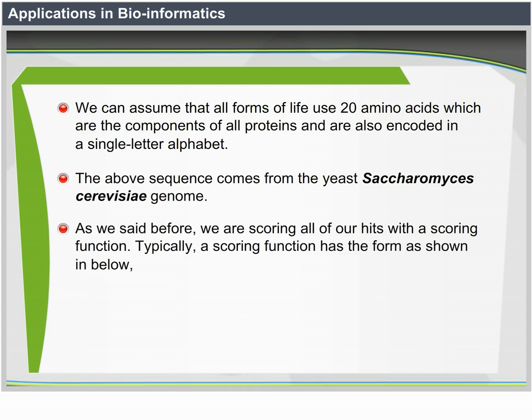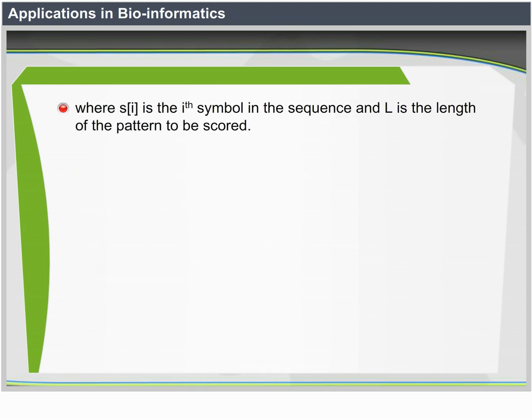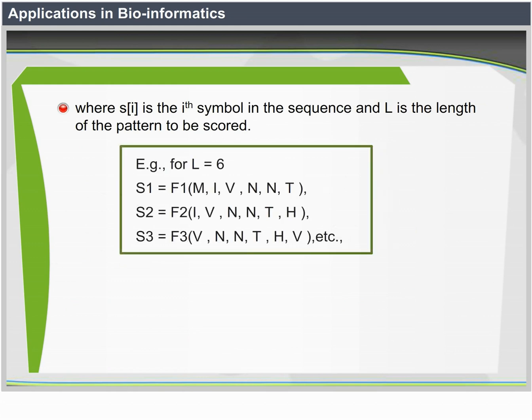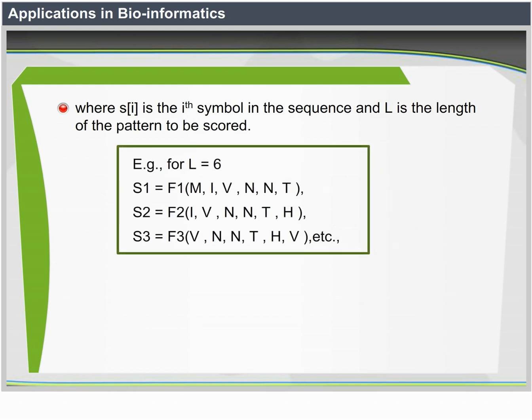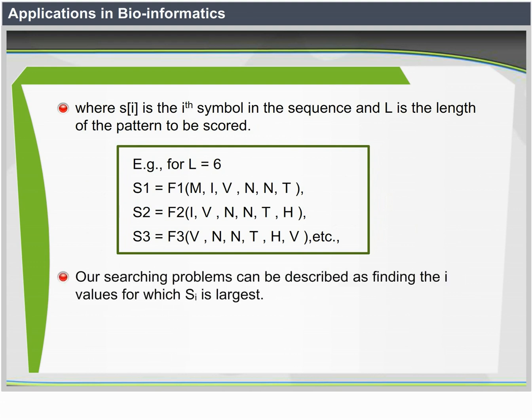As we said before, we are scoring all of our hits with a scoring function. Typically, a scoring function has the form as shown below, where S of I is the ith symbol in the sequence and L is the length of the pattern to be scored. Example for L equals 6. S1 equals F1 of M, I, V, N, N, T. S2 equals F2 of I, V, N, T, H, etc. Our searching problems can be described as finding the I values for which Si is largest.